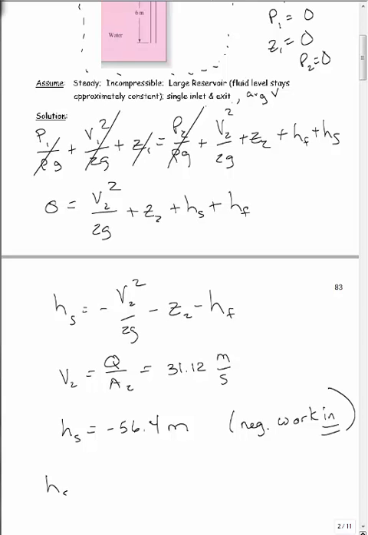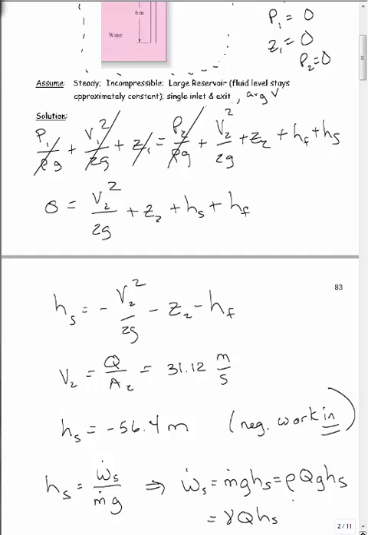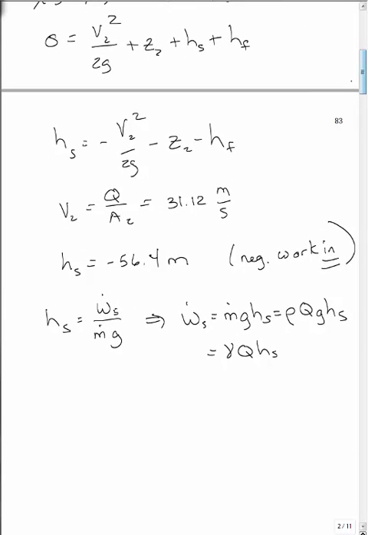So our HS, again, that was defined as W dot S for shaft work, so that's your pump or turbine work, over m dot g. Okay, and therefore, just rearranging, W dot S equals m dot g HS. And that equals, well, our m dot is rho Q, and then we got g HS. And rho times g is gamma, so gamma Q HS. Okay, and if I just plug those numbers in, those are all things that are given, we're going to get W dot S equals minus 33.7 kilowatts.